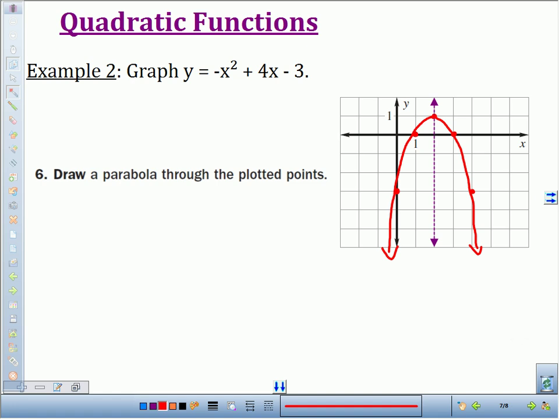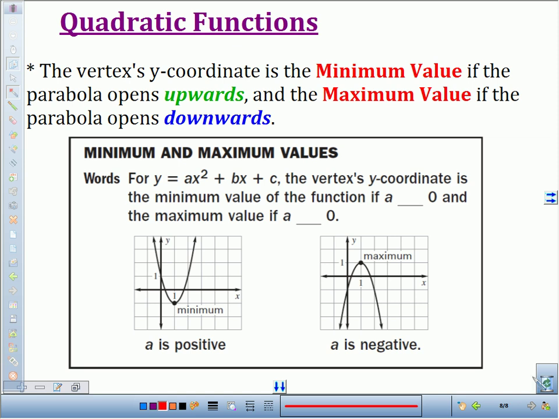Now we have one last thing that we're interested in, and that is minimum and maximum values. If I ask you to find, for instance, the minimum or the maximum value of the graph without necessarily graphing the function, it's not so bad. We actually did it when we were graphing it. So it's just a part of graphing the function.